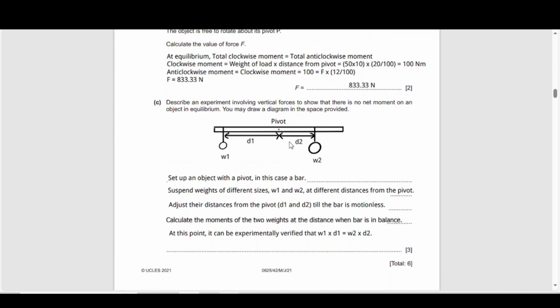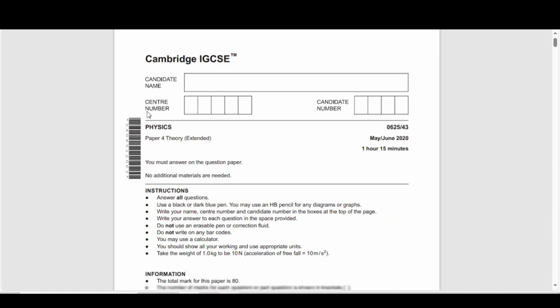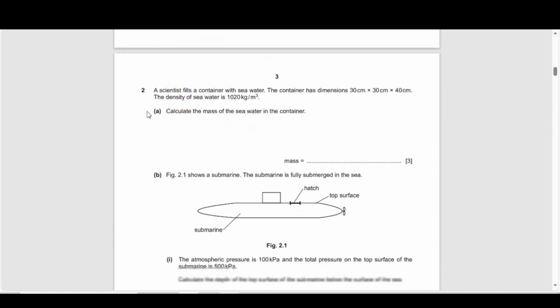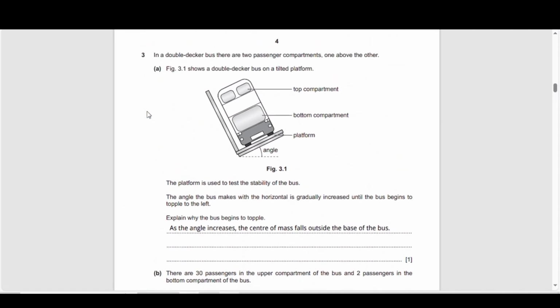So if I move on to the next paper, which is May/June 2020, variant 4.3. If I go down to try to find the question on moments, okay, we've got a question here. It's a center of mass question.